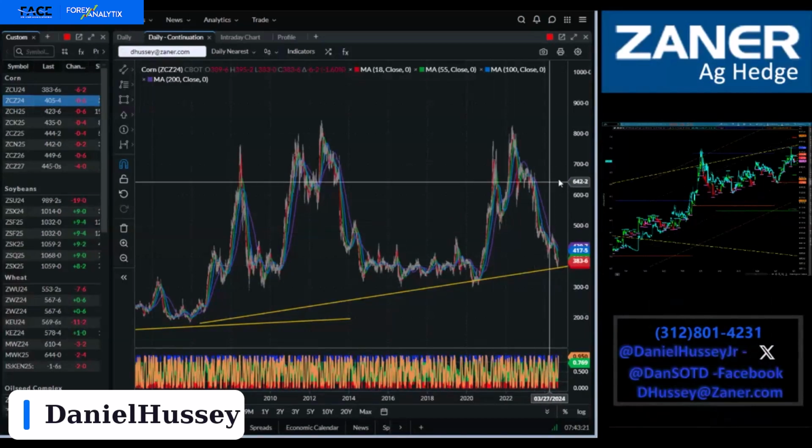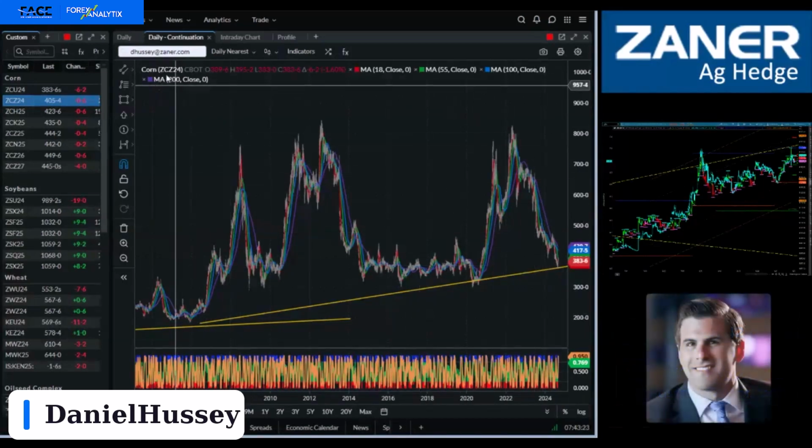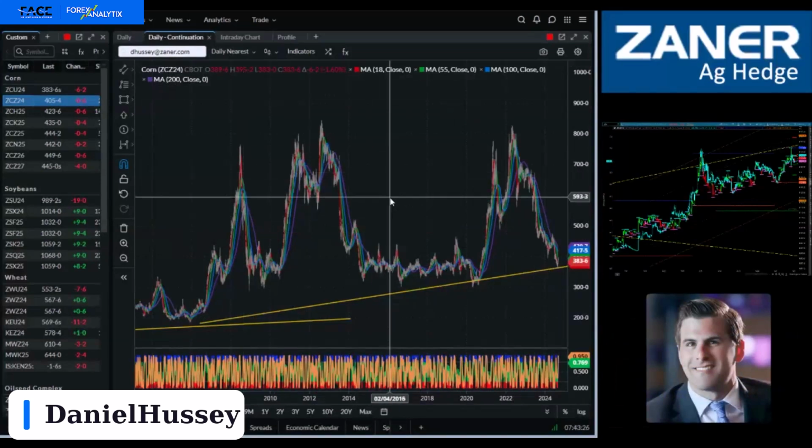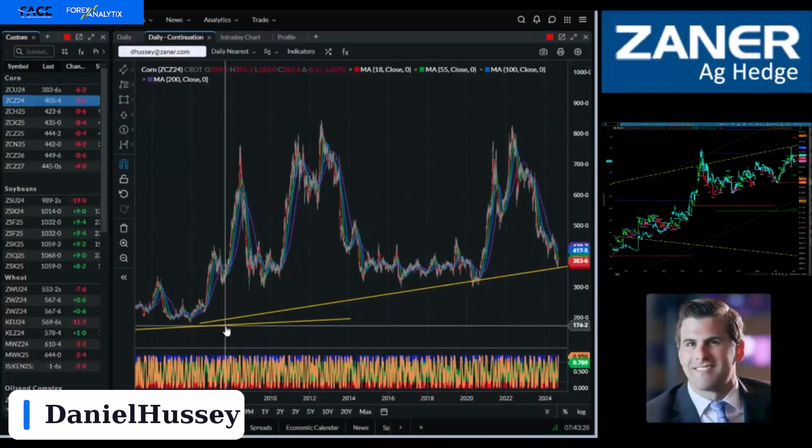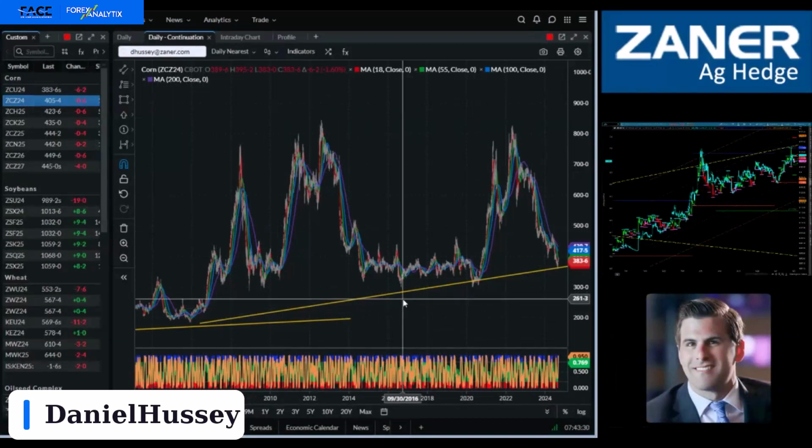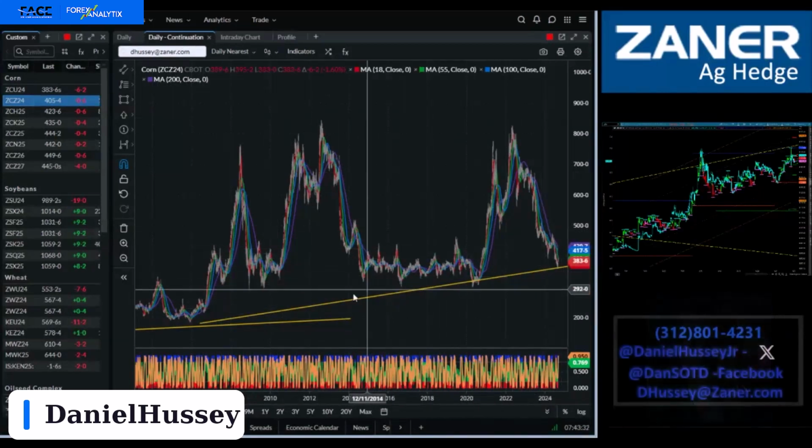It's a clue that maybe price, and I have a chart up here of the December daily continuation chart for corn going all the way back to 2008. You can see this daily upward sloping trend line on the lower bounds of the chart.